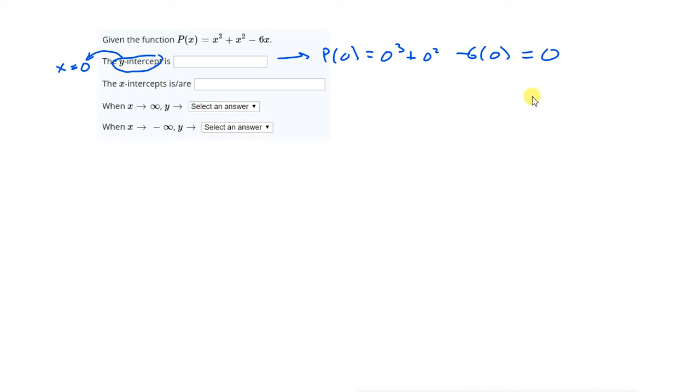So they want the answer as an ordered pair. So remember, the output or value of the function also represents the y. So when we say that the value of the function is 0, we're also saying the y is 0.